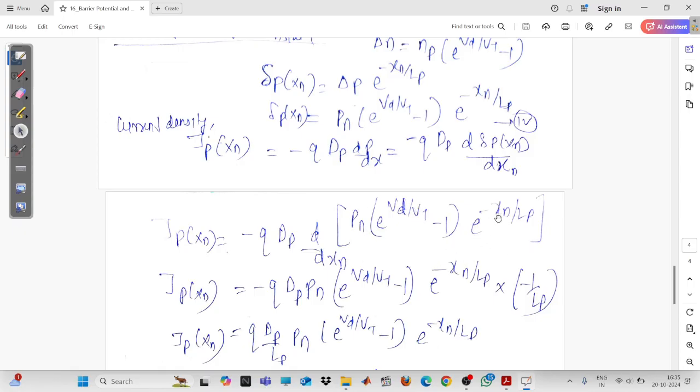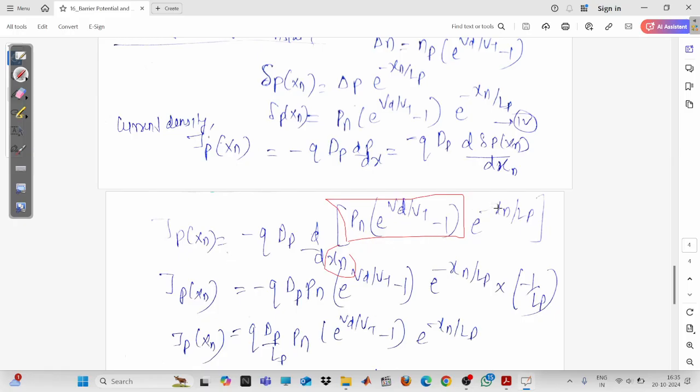Now coming here, what about the holes? pn will be the concentration of holes inside, and this will be a constant value. The term e to the power of Vd upon Vt minus 1 is also constant, because we are differentiating with respect to xn only. So this entire term will be treated as a constant value.